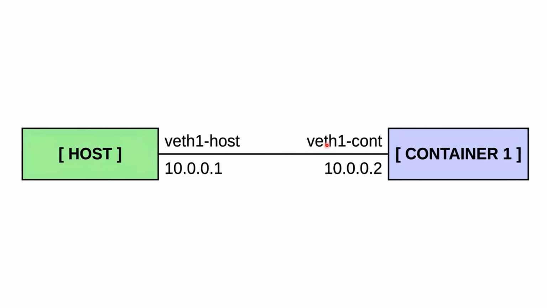But there is a problem. This only connects with one container. Because in a real world scenario, we are not going to connect with one container. We are going to connect with multiple containers. So how can we establish connectivity between multiple containers? Now let's get back to the terminal and create another container.